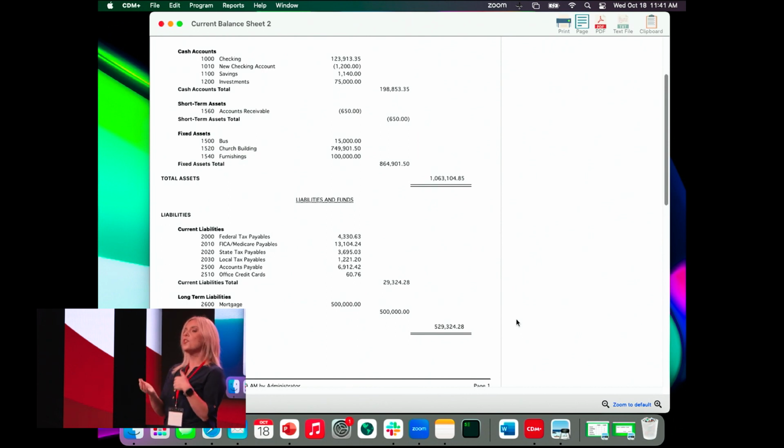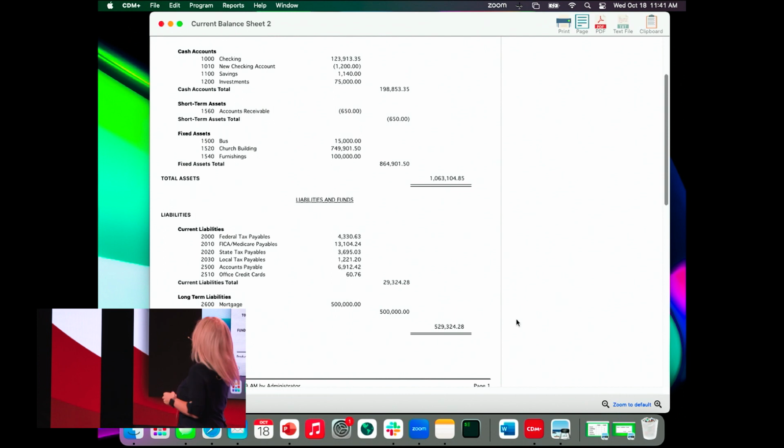So it's just so you can see what you're worth. What am I sitting on? If I was to sell everything right now, what's my worth? Okay, so that's what that would be.